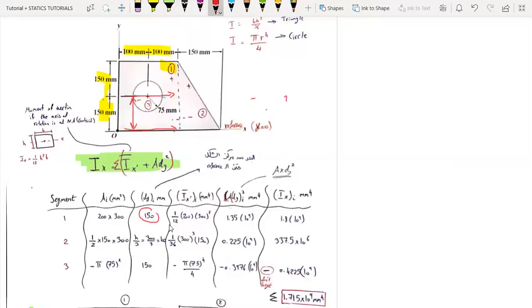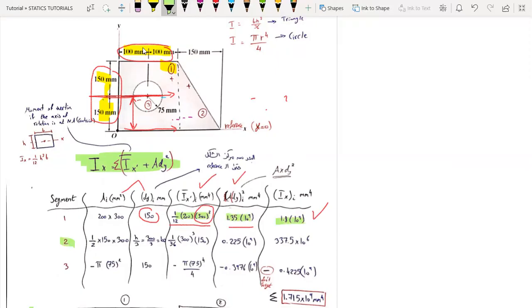And Ix bar, we will say 1 over 12. The x-axis is intersecting which dimension? 300 millimeters, correct? So this dimension will be cubed: 300 cubed multiplied by the other dimension, which is 200 millimeters. So we can multiply now by dy squared, and we can calculate Ix, which is Ix bar plus this value. So this value plus this value will give us this value.